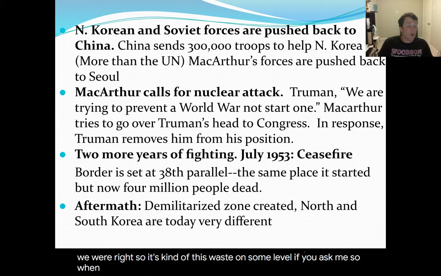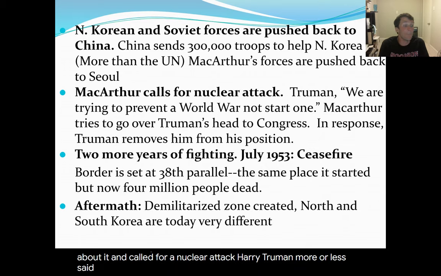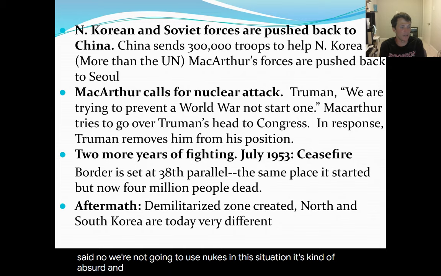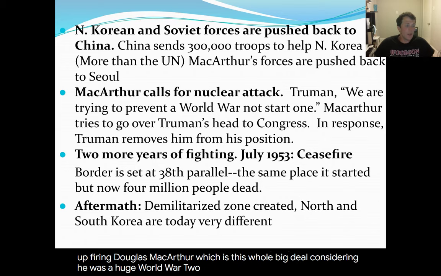So when MacArthur got pushed all the way back, he actually was upset about it and called for a nuclear attack. Harry Truman more or less said, no, we're not going to use nukes in this situation. It's kind of absurd, and in fact, because of his blunder, he's going to end up firing Douglas MacArthur, which is a big deal considering he was this huge World War II hero, but he does. So you're going to have 2 more years of fighting.